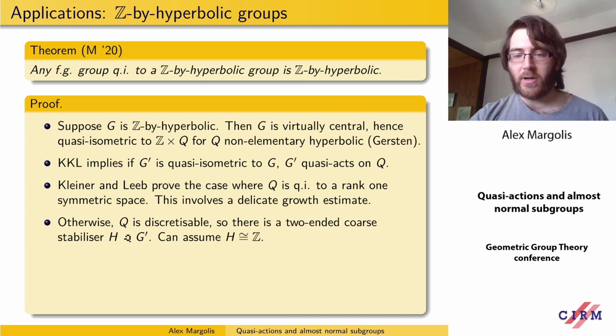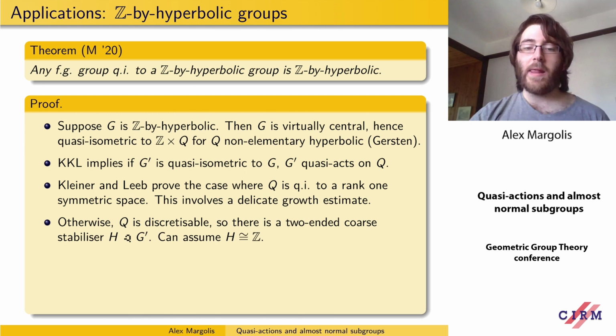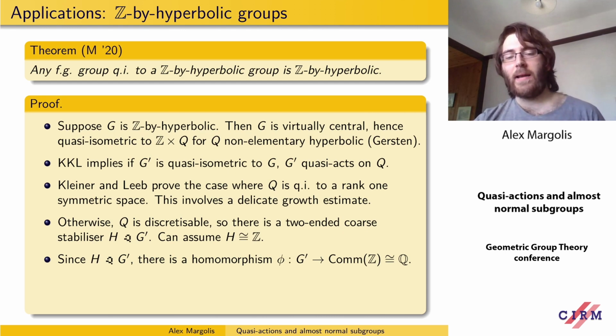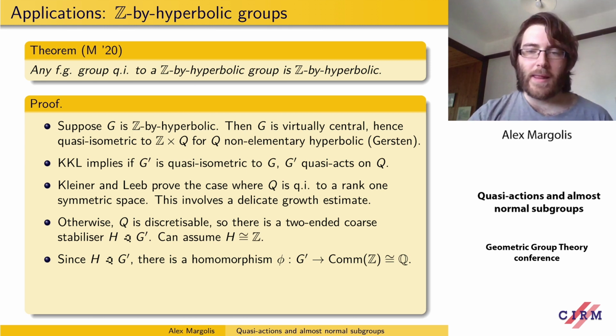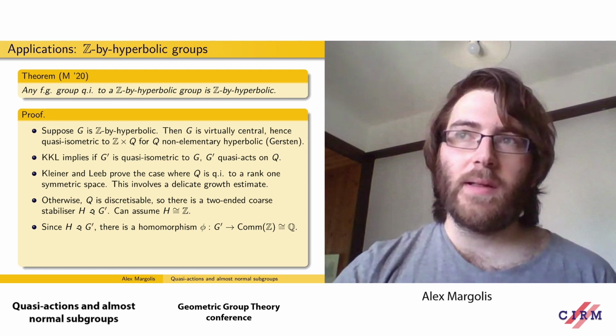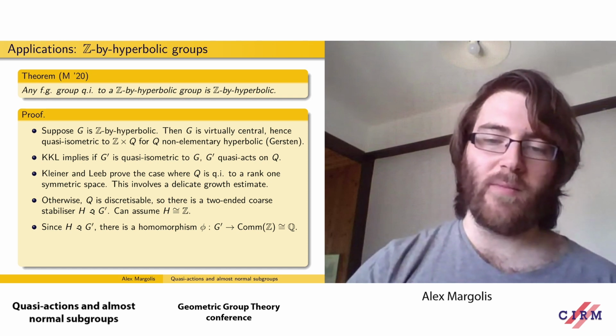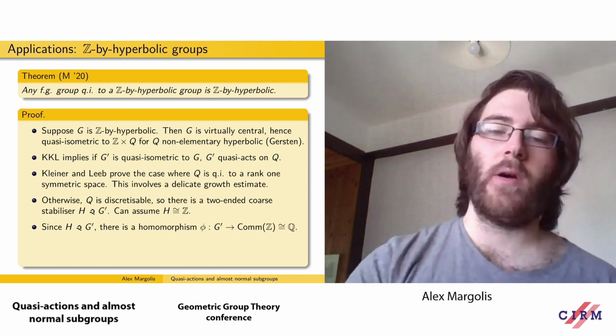However, if the space Q isn't quasi-isometric to a rank one symmetric space, then it has to be discretizable. And then we're basically done, because we have a coarse stabilizer H, and it's not hard to see that the coarse stabilizer has to be a two-ended group. And without loss of generality, we can assume it's actually infinite cyclic. And we have an infinite cyclic, almost normal subgroup. And so there's a homomorphism from the total group, G prime, to the abstract commensurator of H, which is isomorphic to Q. And this is sort of an analog of the fact that if you have a normal subgroup, then you have a homomorphism to the automorphism group of the normal subgroup. Here we only have an almost normal subgroup, so we have a homomorphism from the ambient group to the abstract commensurator of the almost normal subgroup.